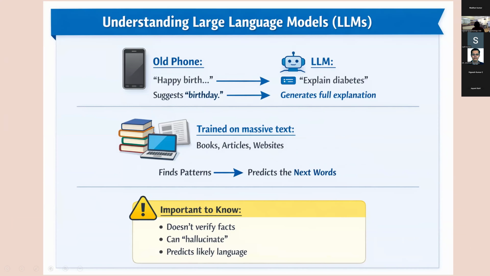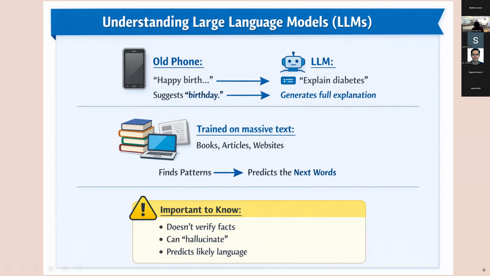So we are all comfortable with the predictive text which is there on our smartphones. For example, if you have to wish your friend happy birthday, you start typing happy and BIRTH, and the phone itself will give you an option of birthday. This is called predictive text. This is a smaller version. What an LLM is, is a larger version of what predictive text is.